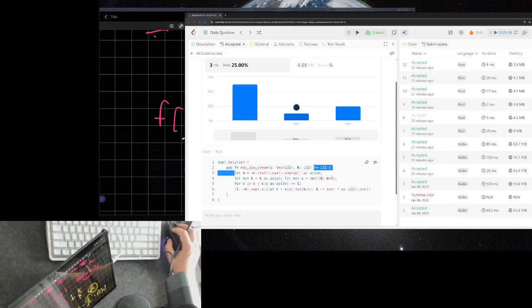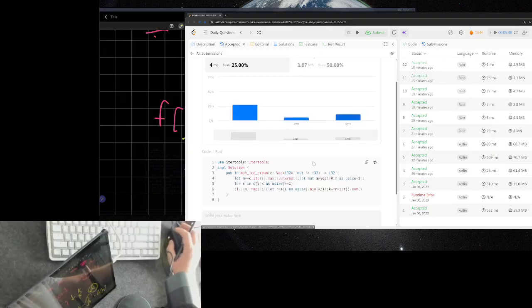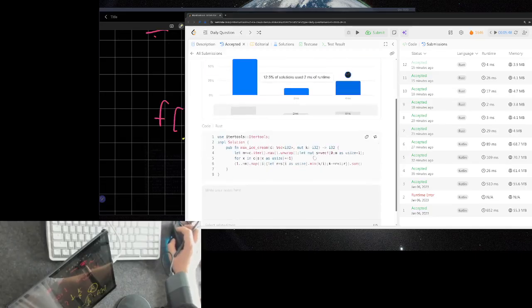We also can pre-calculate the maximum. And we can use an array instead of a vector to get a little speed up, but it is negligible because it is 29 milliseconds versus 26. And when we use the maximum, it is optimal with 4 milliseconds. Okay, that's it for today.